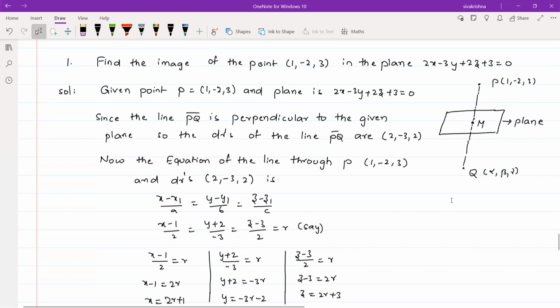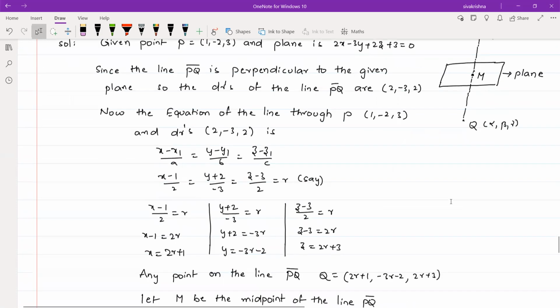First, in the solution, we have to find the equation of the line. To find the equation of a line, we require 2 points, or at least 1 point and the DRs of that line. Here we have only 1 point, but we can find the DRs of the line since the line is perpendicular to the given plane, so the coefficients of x, y, z from the plane equation can be treated as DRs for the line PQ. Taking those coefficients as DRs and P as a point, I have found the equation of the line PQ.